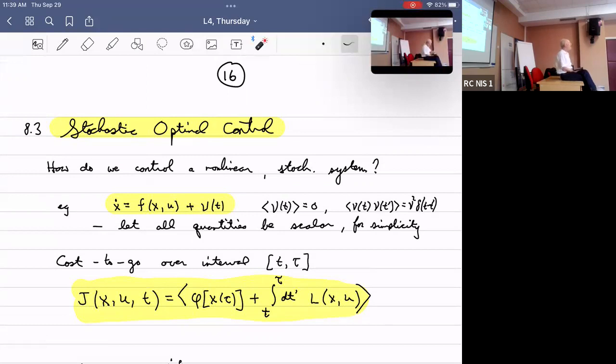Yeah, so we just have a couple of minutes. So I just want to sketch a couple of generalizations and one fun example about controlling stochastic systems, because there are some interesting features that happen.